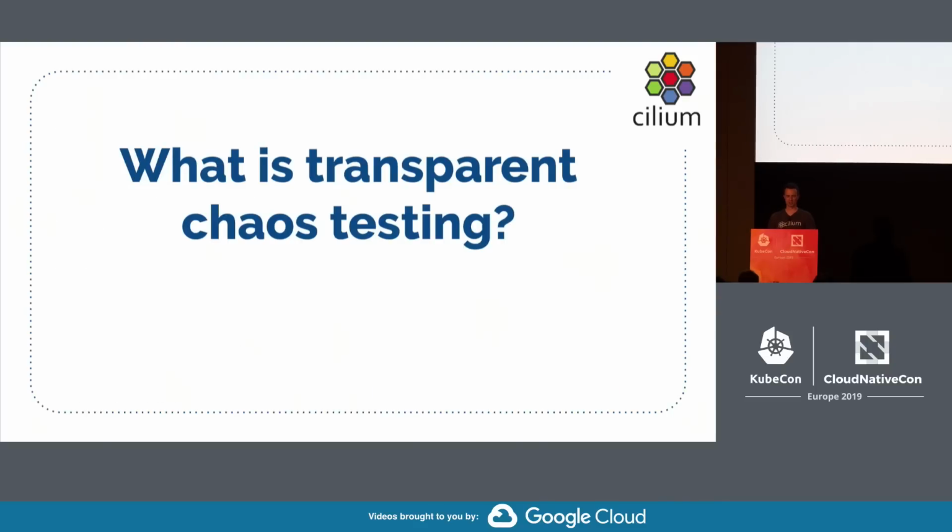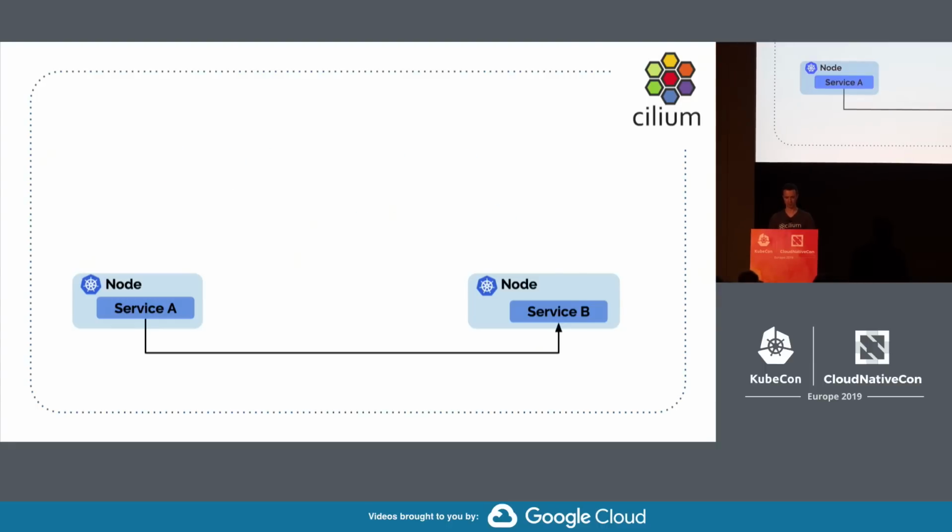So what exactly is transparent chaos testing? We'll go through an example to make this clear and put the whole stack that we introduced together. So, a simple example: service A talking to service B. They're both on two different nodes. They could also be on the same node, but let's assume they're on two different nodes. It's doing an HTTP request.